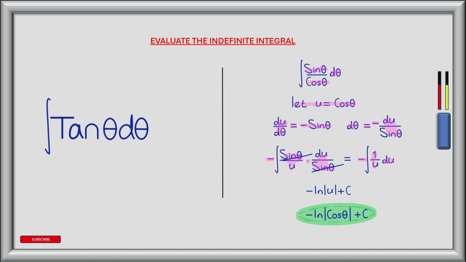The antiderivative of 1 over u is the log of the absolute value of u. So we're left with minus the log of the absolute value of u plus a constant of integration, which we can call c. If we now substitute back in for u, which we know is cos theta, we have a final answer of minus the log of the absolute value of cos theta plus a constant of integration, which we'll call c.